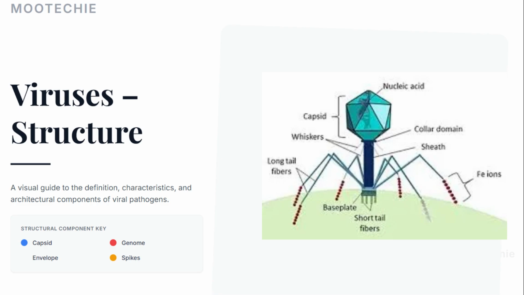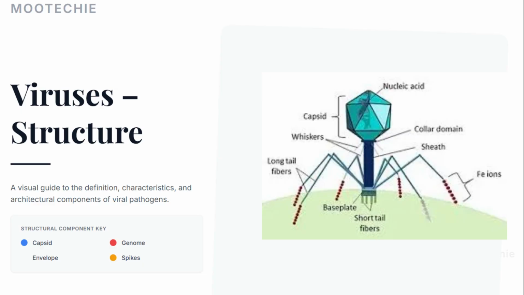Welcome to Mootechie. This slide provides a visual overview of viral structure. Let's look at the structural component key. It lists the main architectural parts we'll be exploring: the capsid, the envelope, the genome, and the spikes.